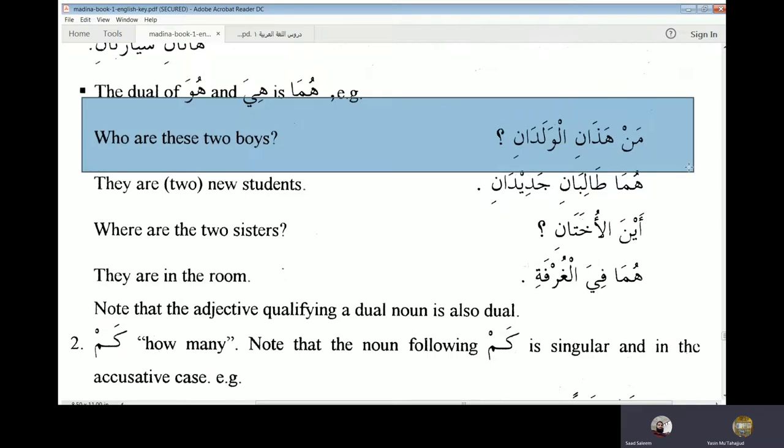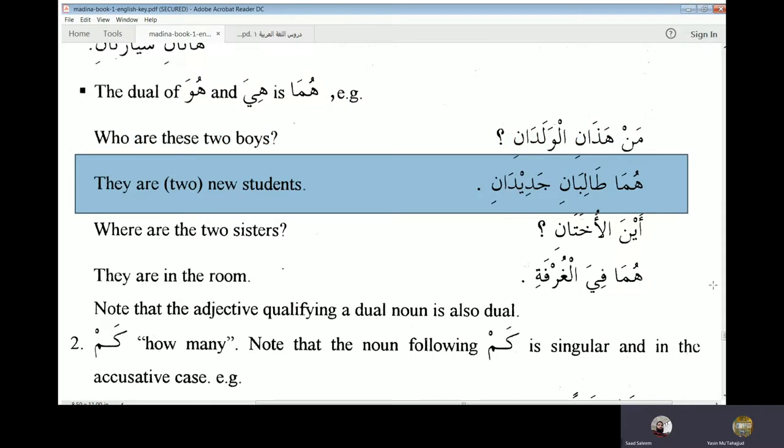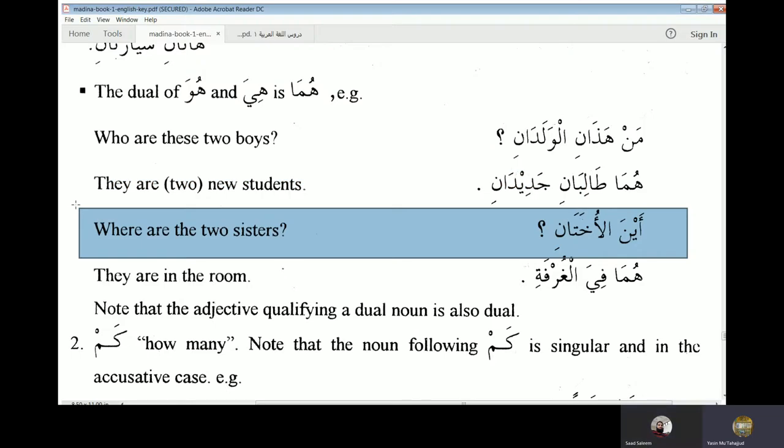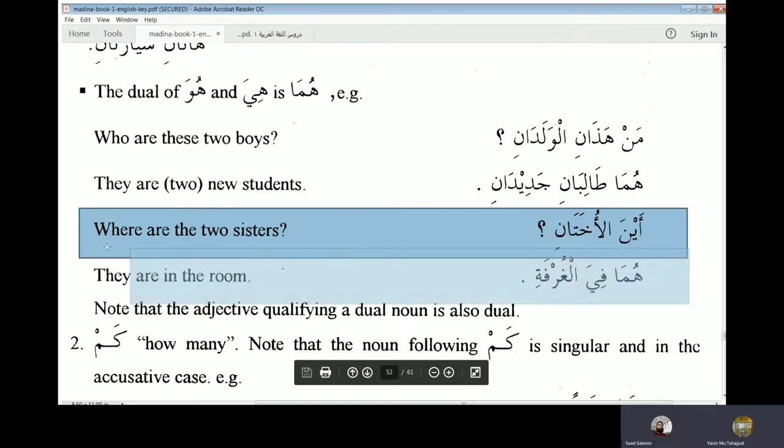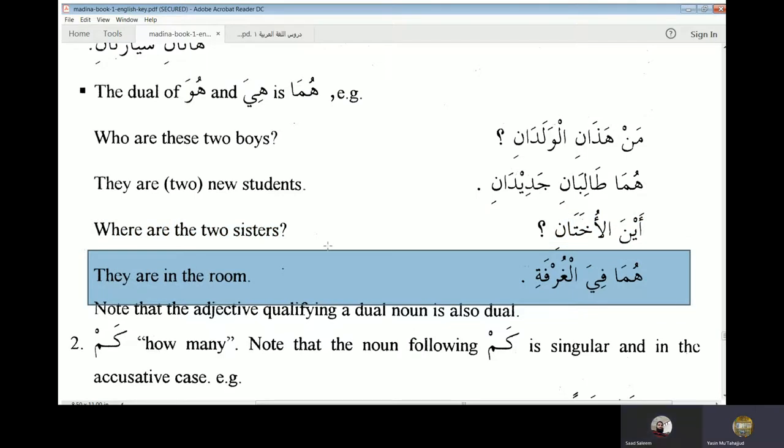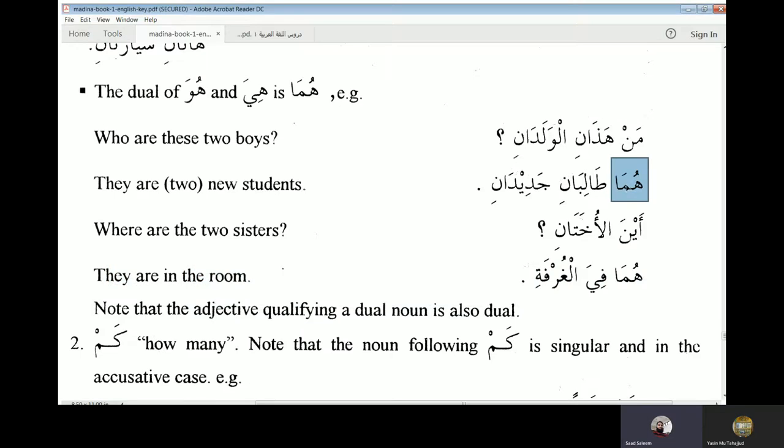Man hadhani? Al-waladani. Who are these two boys? Huma talibani jadidani. They are two new students. Good. Ayna al-ukhtani? Where are the two sisters? Huma fil ghurfati. They are in the room. So here you see that for two male students we are using huma, and for two females we are using huma. Same thing.